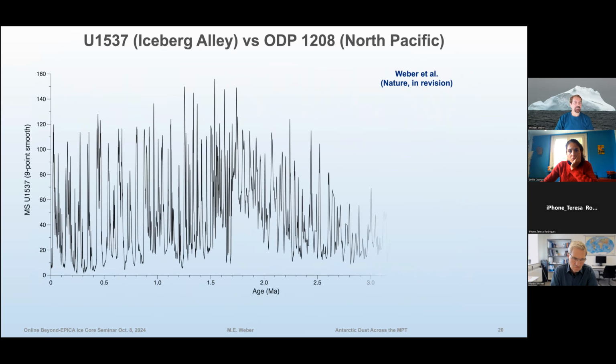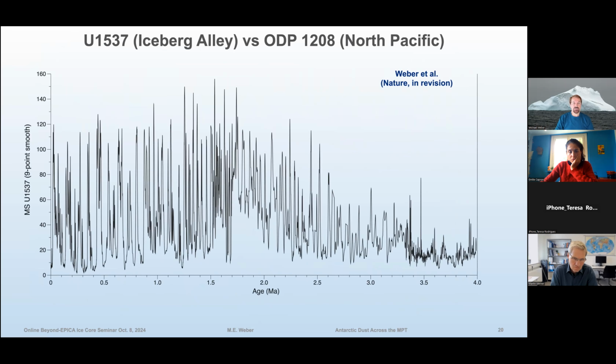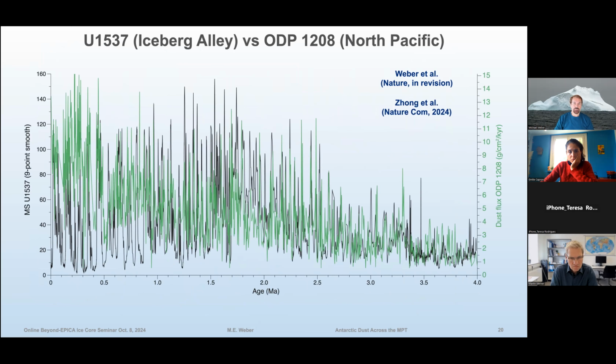And if we compare now our dust proxy record over the past 4 million years to a proxy record from the North Pacific site 1208, we see that there is a very interesting and compelling correlation between the two sites. First of all, we do see that right around 3.3 million years, there is this initial jump in the record, and that's the initiation of the Northern Hemisphere glaciation.